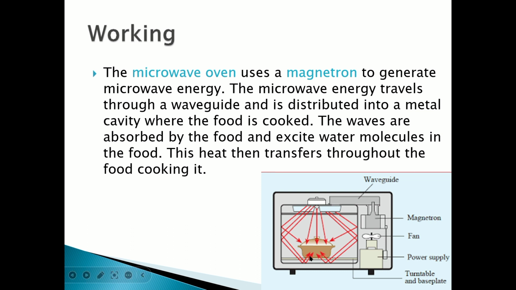This is the diagram of a microwave oven. This is the waveguide. Then we have the magnetron and the fan. Then here is the power supply. Then is a base plate.